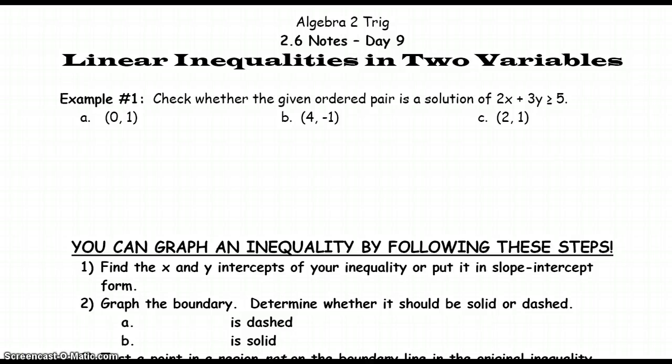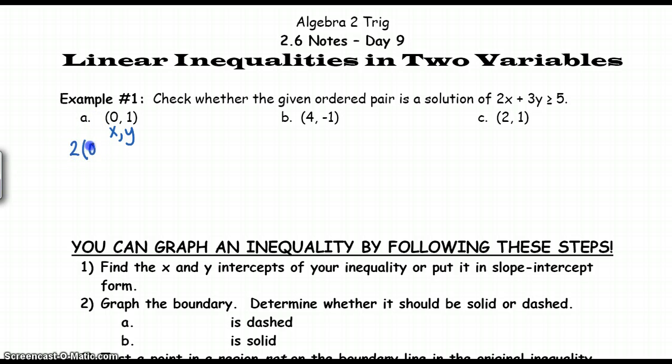Check whether the given ordered pair is a solution of 2x plus 3y is greater than or equal to 5. In order to check if an ordered pair is a solution to an inequality, we're going to label our ordered pair. All ordered pairs are given in the order x comma y, so those are the two numbers we're going to substitute into our inequality.